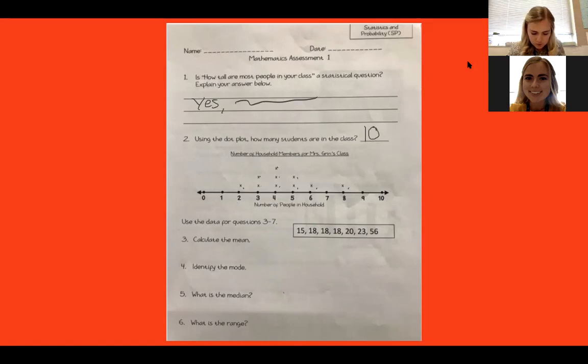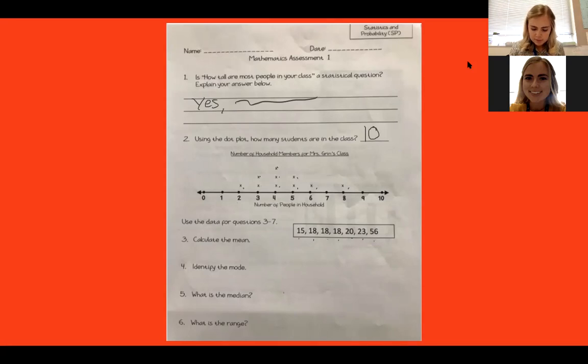Next one, use the data for questions 3 through 7. This is our data right here. It's already ordered from least to greatest, so that helps it be quicker for us. Make sure it's ordered from least to greatest.